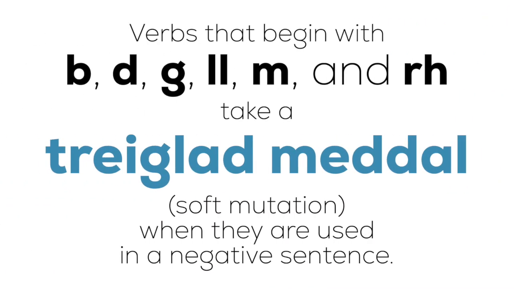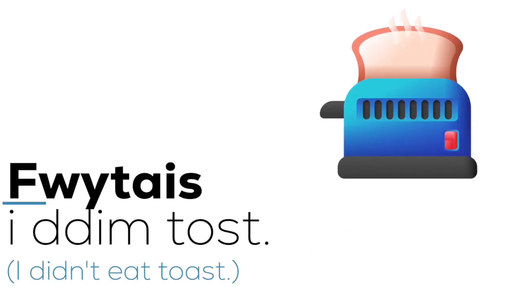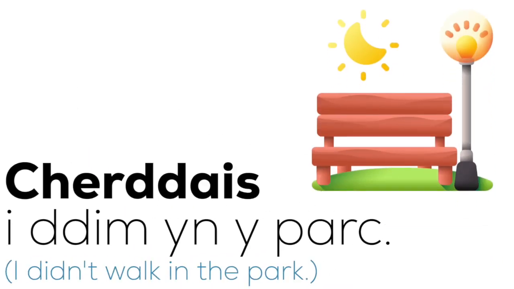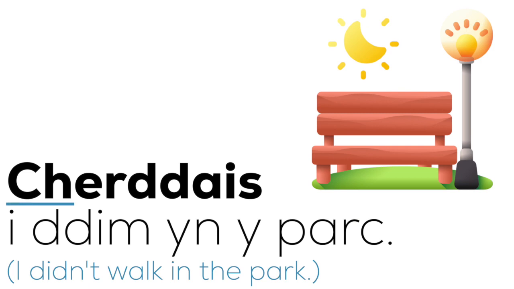Verbs that begin with b, d, g, ll, and rh take a treiglad meddal, soft mutation, when they are used in a negative sentence. Enghraifft, bwytais i ddim tost. However, verbs that begin with p, t, and c take a treiglad llais, aspirate mutation, when they are used in a negative sentence. Enghraifft, cherddais i ddim yn y parc.